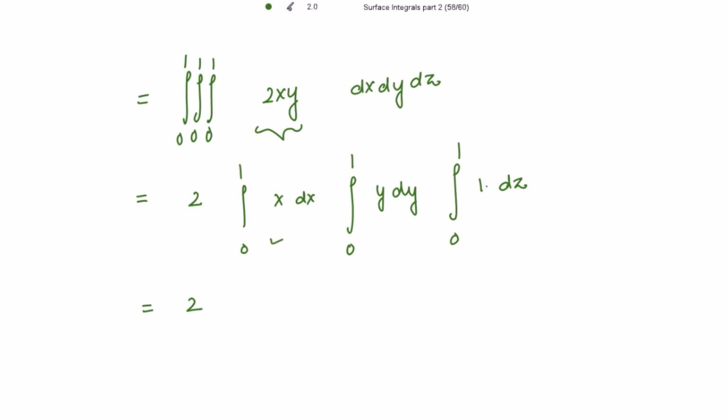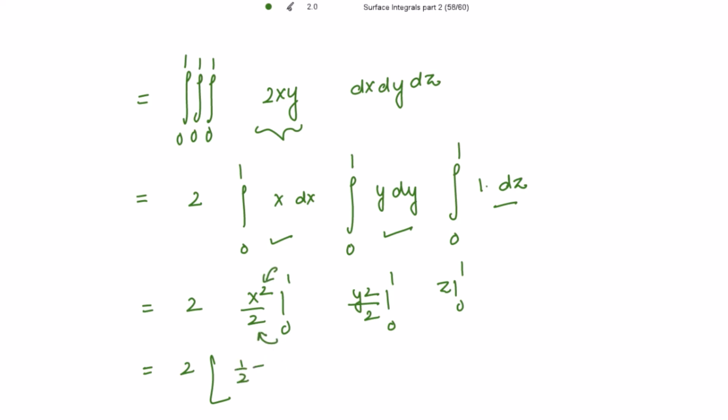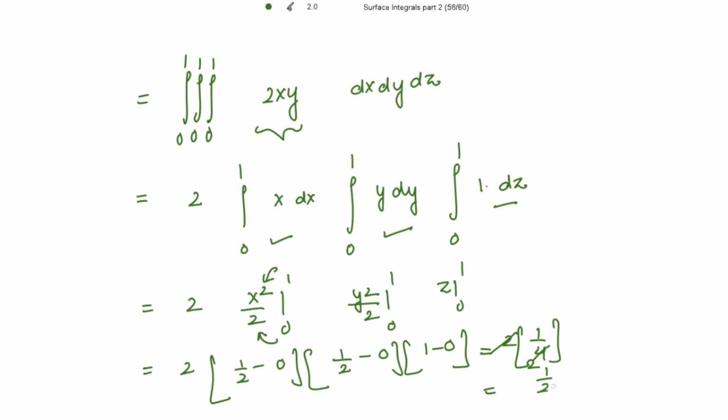So this is 2 times: this integration is x squared divided by 2 from 0 to 1, this integration is y squared divided by 2 from 0 to 1, and from here we get z from 0 to 1. So twice of, putting the upper limit we get 1 divided by 2 minus, putting the lower limit, 0. And from here also the same, 1/2 minus 0, and here we get 1 minus 0. So this is equal to twice of 1 by 2 into 1 by 2 into 1, that is 1 by 4, and that is equal to 1/2 as the required answer for the given integral.